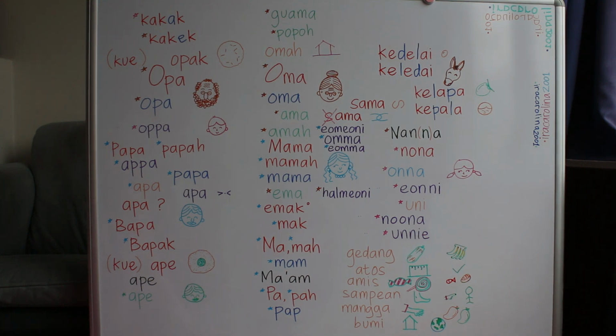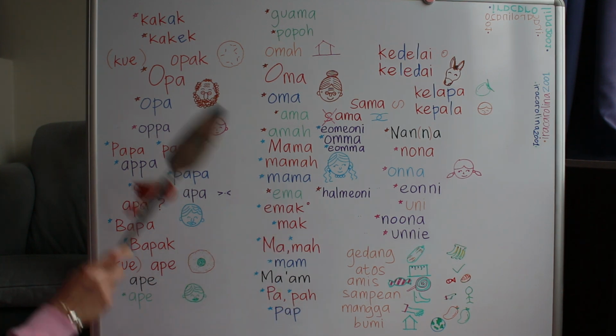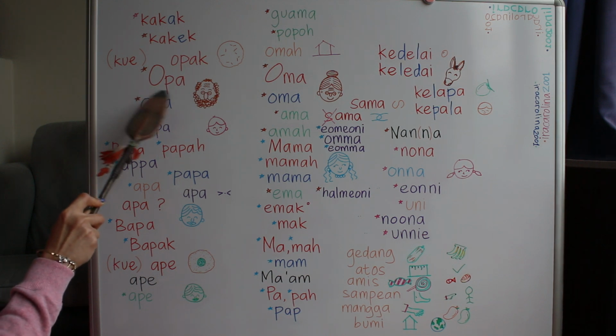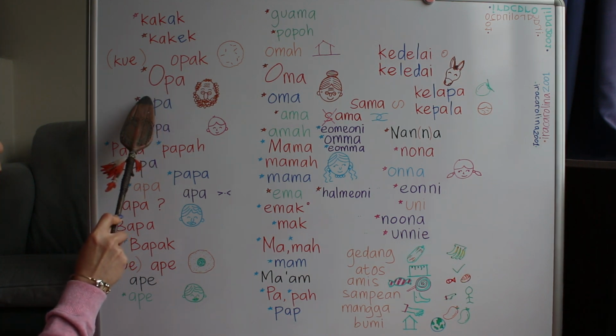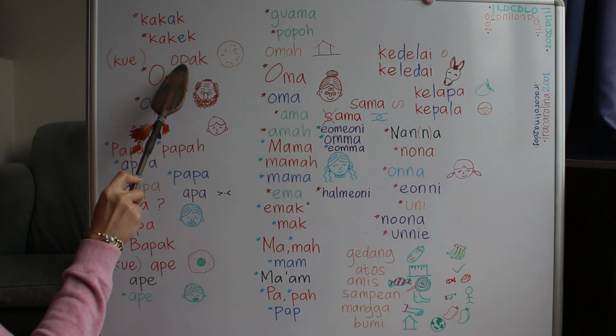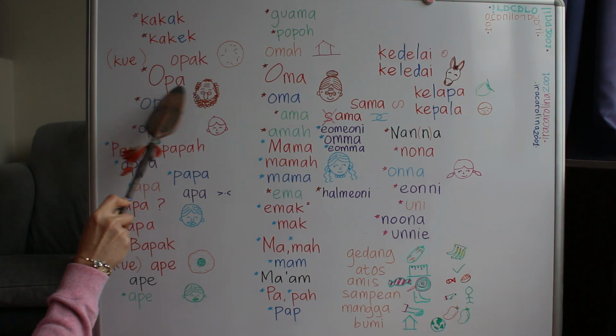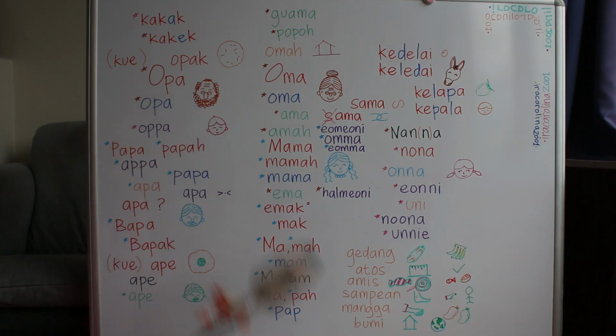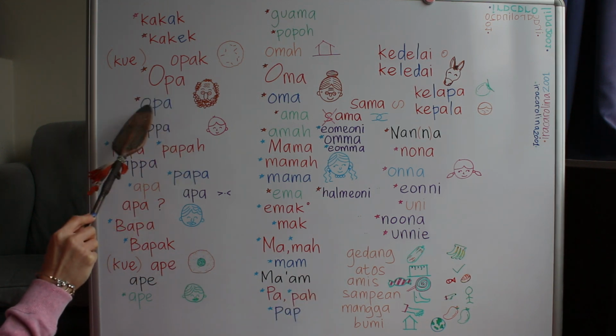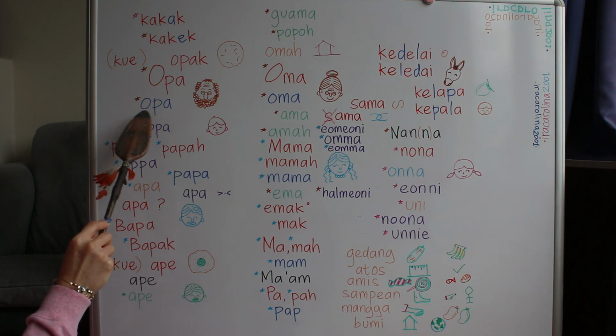In Indonesian language or Bahasa Indonesia, sometimes we use opa, or sometimes you hear it as opah. There's a bit silent H or tiny H at the end. Opa is grandfather in Indonesian language or Bahasa Indonesia. Opa is originally from Dutch. That's why, of course, in Dutch, grandfather is opa.